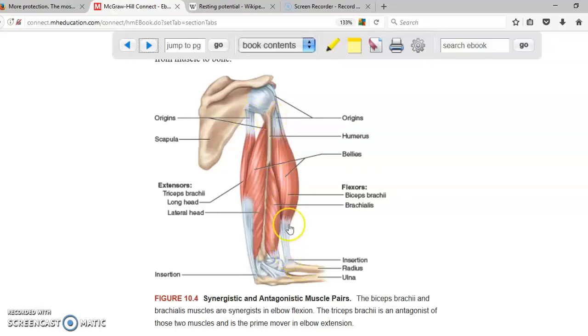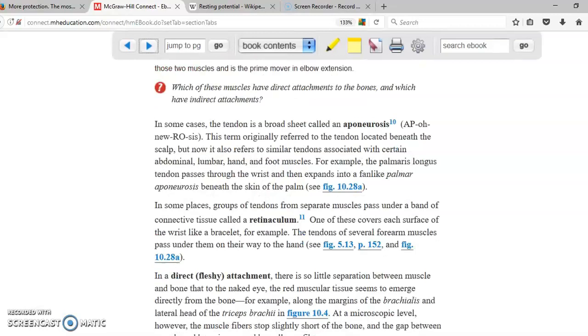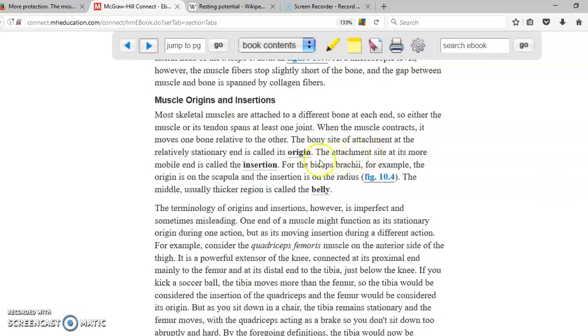So if you really think about it, if you flex your arm, you don't move your humerus, you move your radius, right? Your radius will move this way when you flex your arm. So out of the 2 points of attachment, this one in your humerus doesn't move, this one in your radius will move. So the attachment that moves is called insertion. The attachment that doesn't move is called origin. Okay, so let's keep scrolling down. Origins and insertions, we already talked about it.